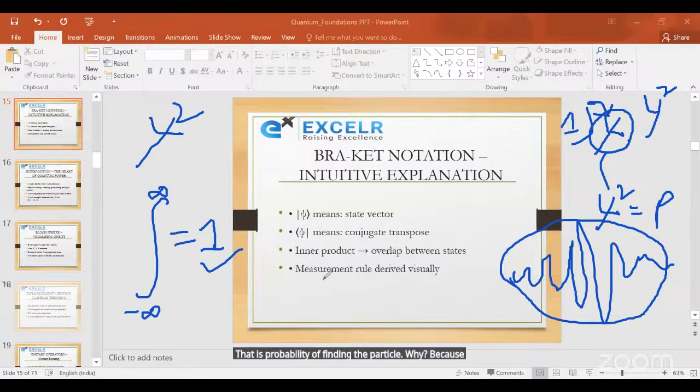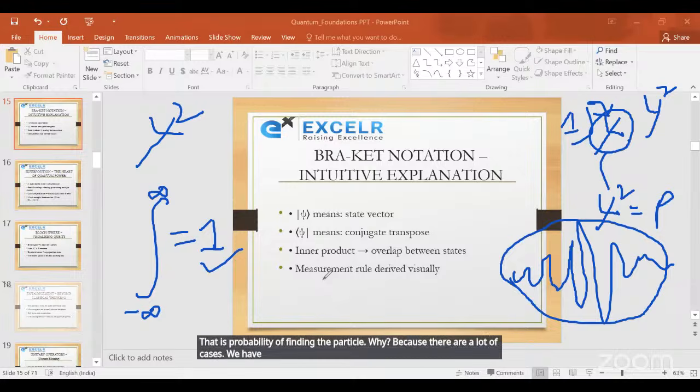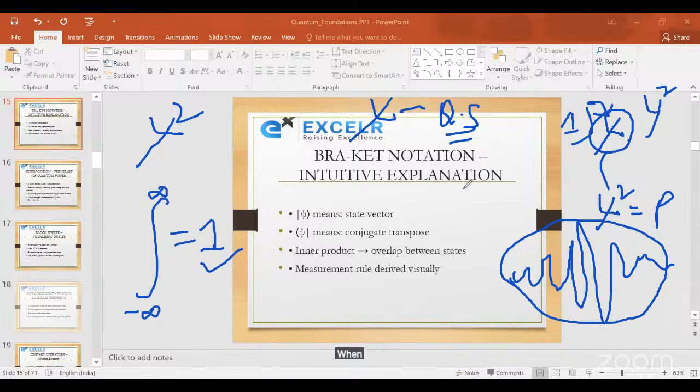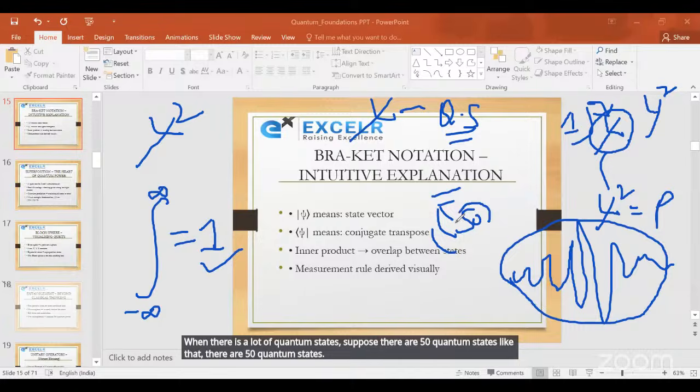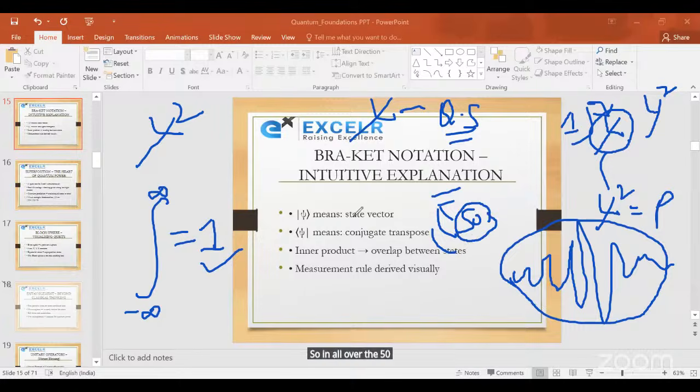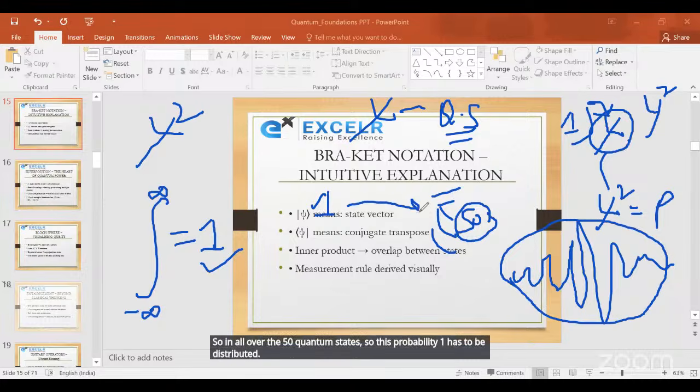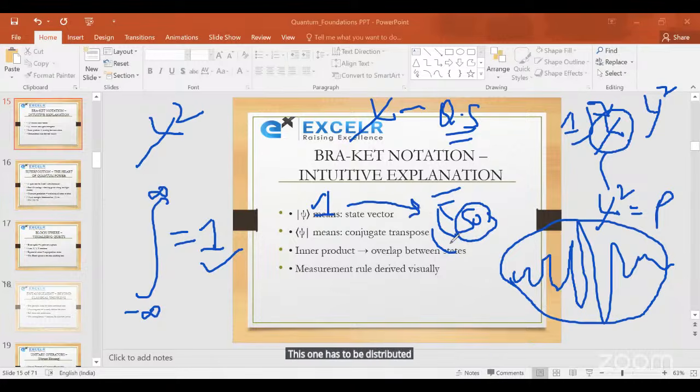Because there are a lot of cases we have studied, there are a lot of quantum states occurring from this wave equation. Suppose there are 50 quantum states like that. Over all the 50 quantum states, this probability 1 has to be distributed.